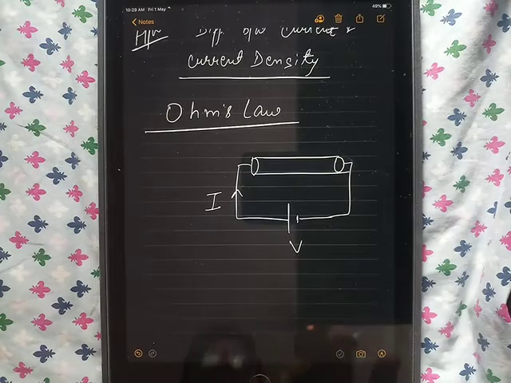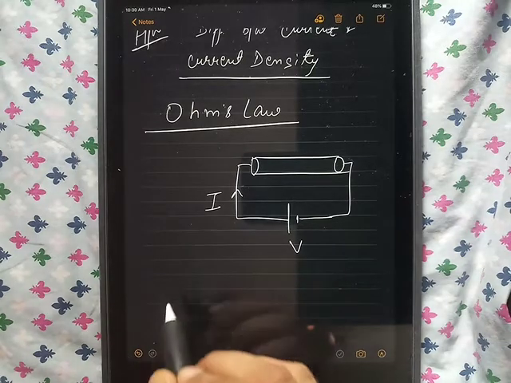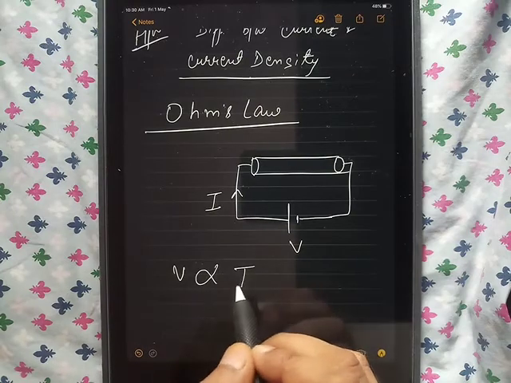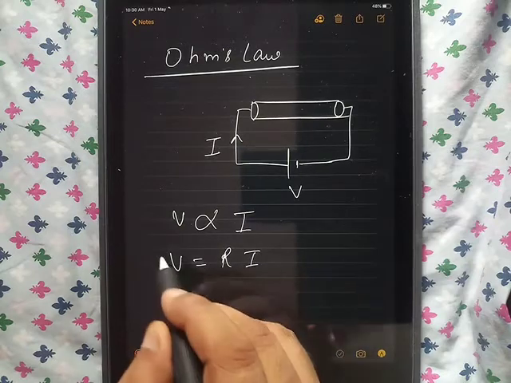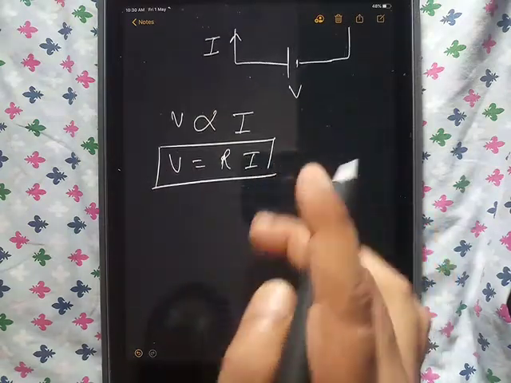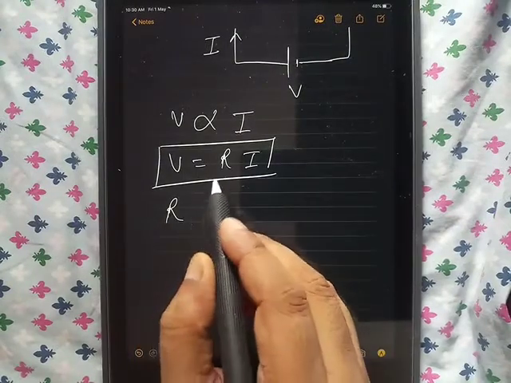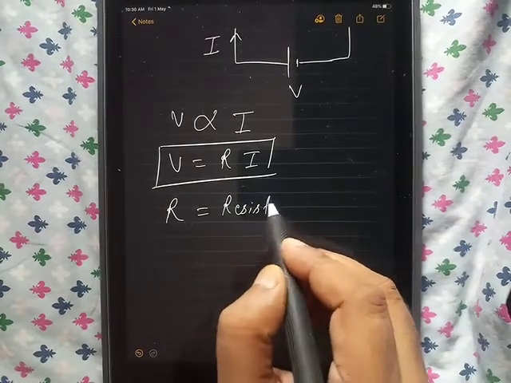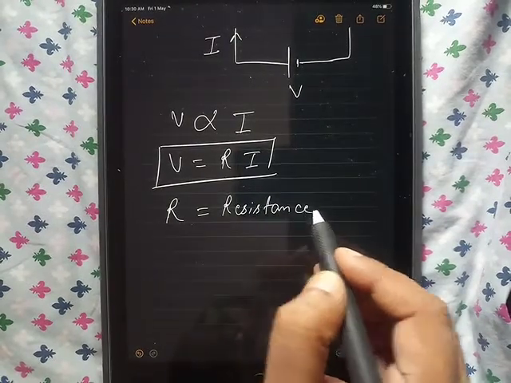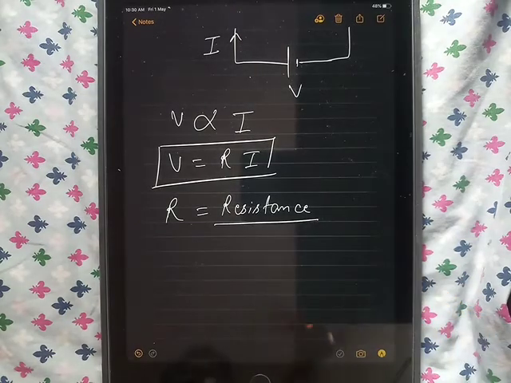When the physical conditions change, like if its area changes or its length changes, then Ohm's law will differ. So, according to Ohm's law, V is directly proportional to I, or V equals IR, where R is called the proportionality constant and it is called resistance. It depends upon various factors which we will discuss later.